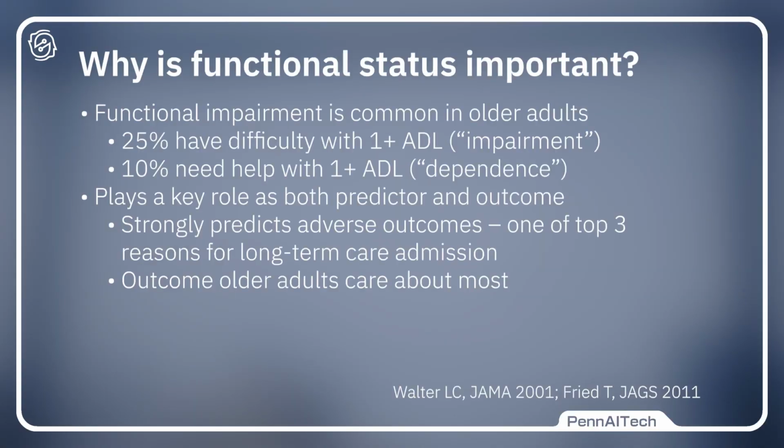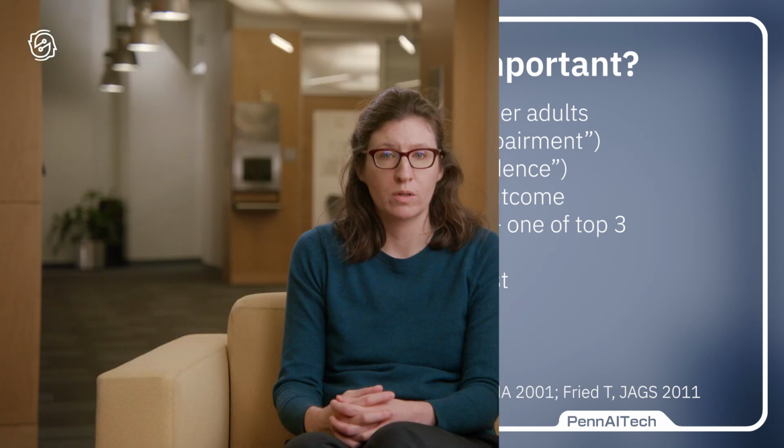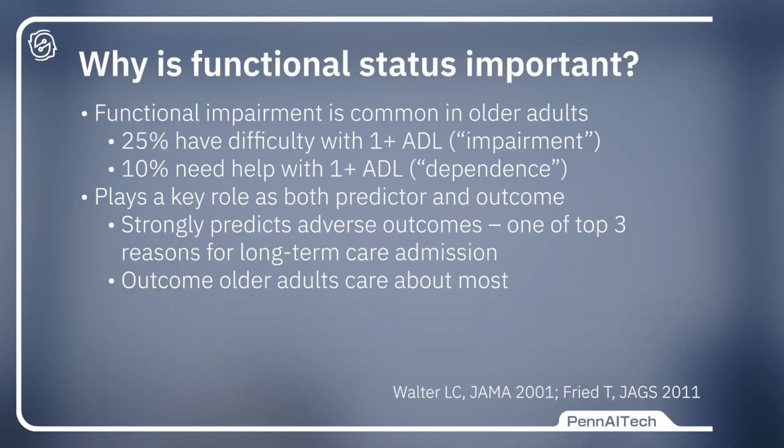The first reason is that developing difficulty or needing help with these daily activities is extremely common among older adults. 25% of older adults ages 65 and older have difficulty performing one or more of those basic activities, such as bathing, dressing, transferring, and 10% need help with one or more of those daily activities. And secondly, functional status plays a very important role as a predictor of adverse outcomes among older adults, as well as an important outcome in itself.